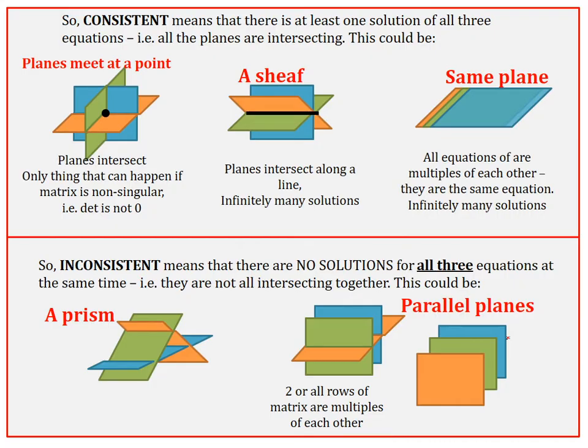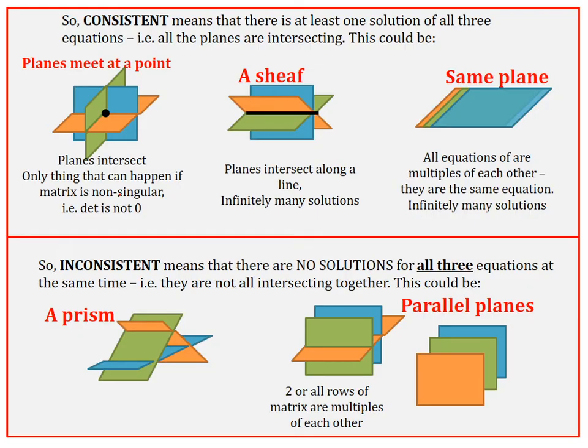What we do if we think it's a prism, well, the first thing we would do is find out what the determinant is. If we find out what the determinant is, let's say the determinant was 6, we know that the planes meet at a point. If it's not, we need to start checking some other things.